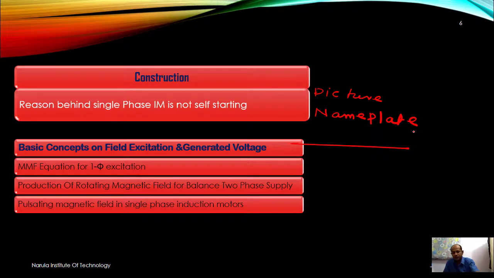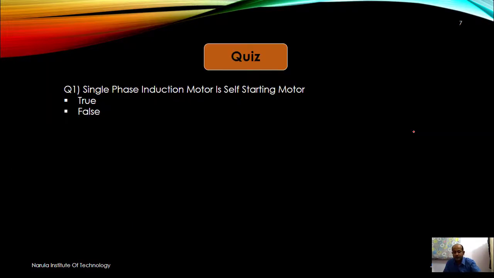So let's proceed further. Before we proceed, let's check our preliminary knowledge through some quiz session. Now the first question is, single phase induction motor is a self-starting motor. So there are two options, true or false. So students, you should first give your answer and then check the right answer, and so on for this quiz session.